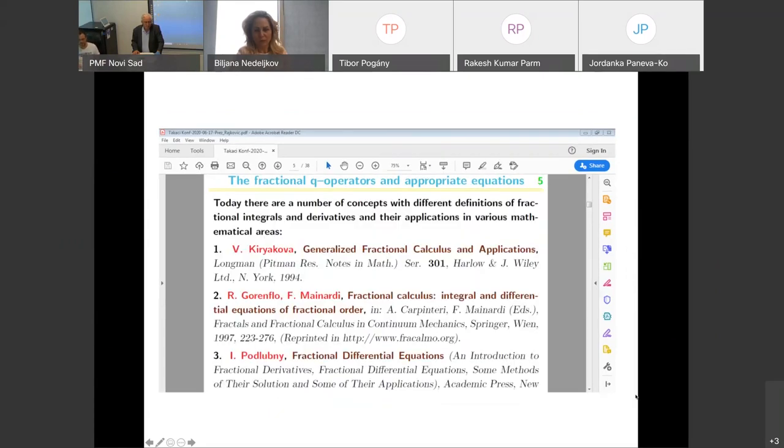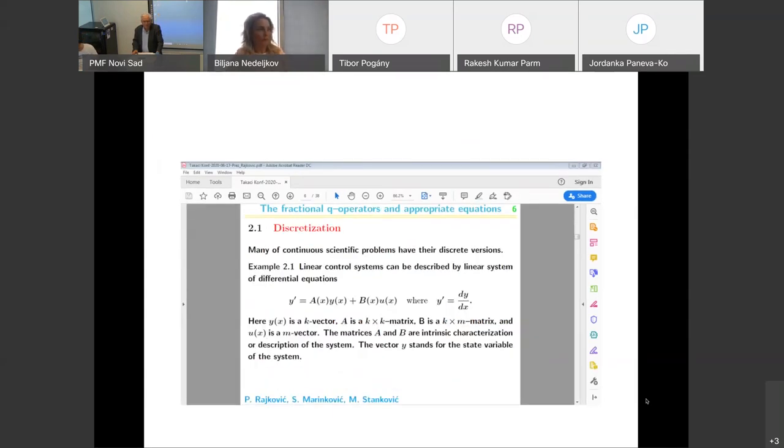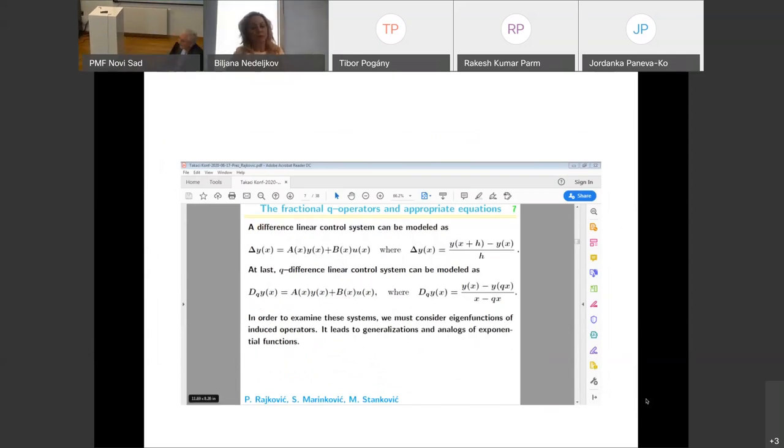We have a lot of translated papers from books of Virginia Kiryakova, Murray from Canapi, Whitney, and the other paper is from Professor Virginia Kiryakova. Many continuous scientific problems have discrete versions. For example, a linear control system, instead of being a system of differential equations, its discrete version can be defined by a difference system or pure difference control system.